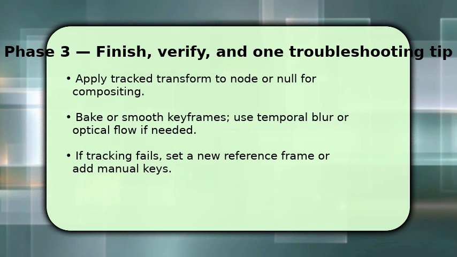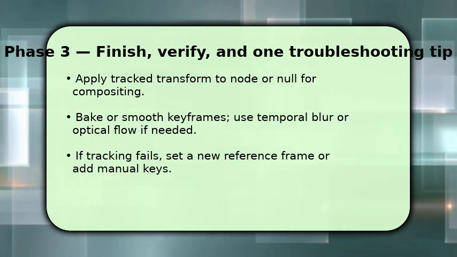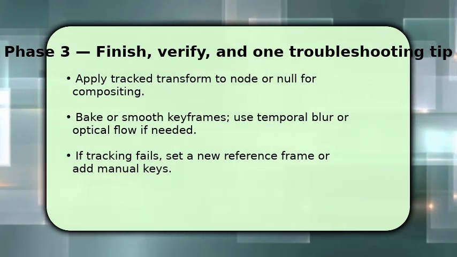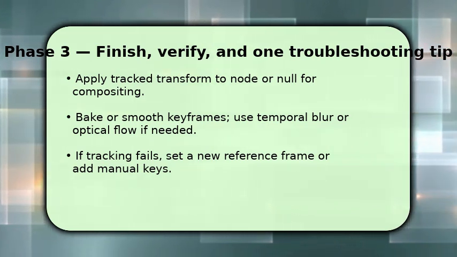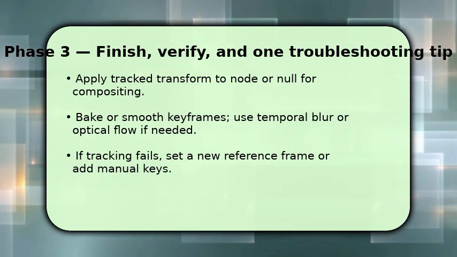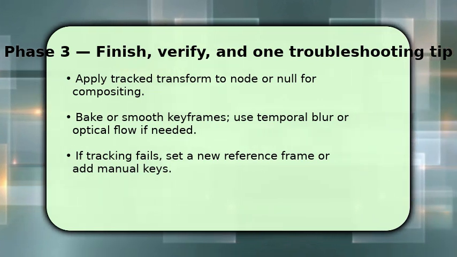If you see slipping or lost tracks, stop and set a new reference frame near the problem or insert manual keys for the section. This usually fixes persistent errors. Remember, small manual corrections are faster than retracking the entire clip.